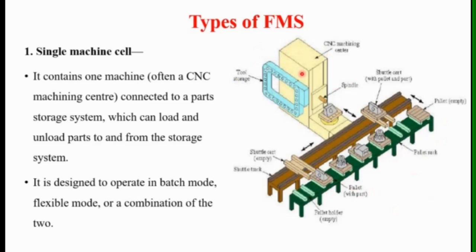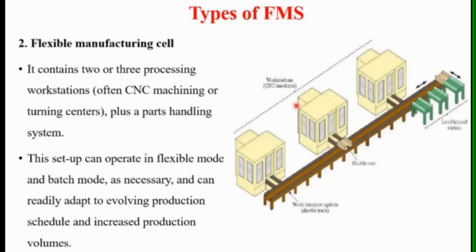Then it is designed to operate in a batch mode. So here the batch components are used, or batch production. In batch production, this type of layout machine system is used. Then in flexible mode or a combination of both are also used in this first type, the single machine cell system. Second type is the flexible manufacturing cell.